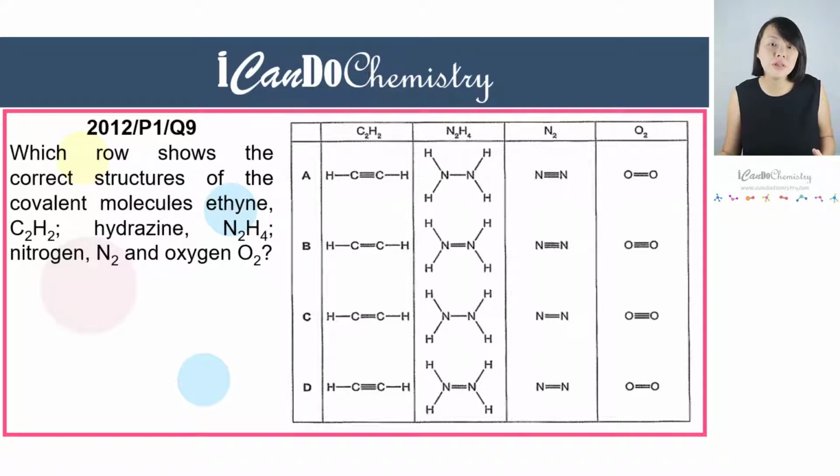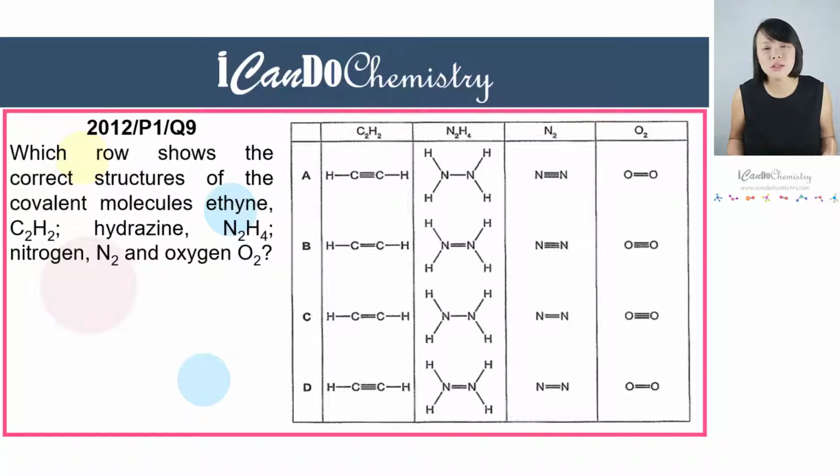Now in this question, we are to determine which row shows the correct structure of the covalent molecules. So the covalent molecules that we're working on are ethyne, hydrazine, nitrogen, and oxygen. Now over here in this question, they mentioned this word covalent.